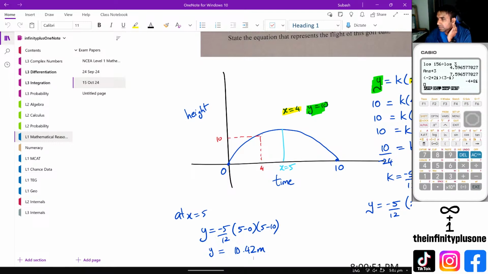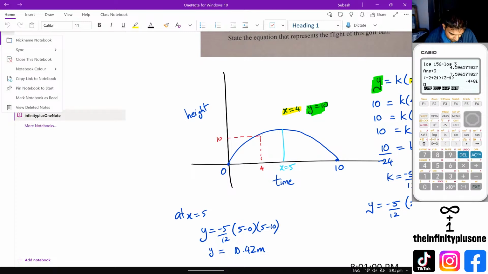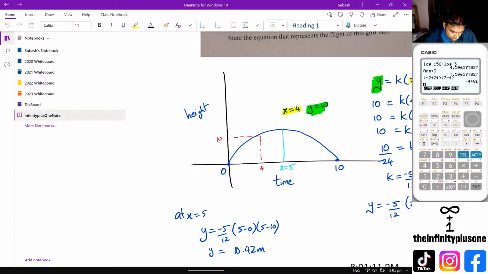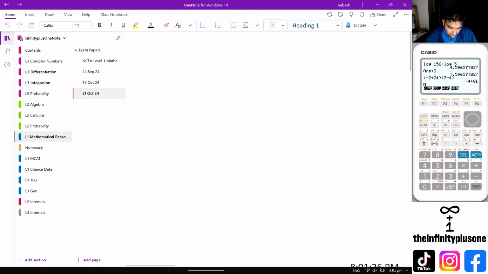Come on, man, think. Hey folks, just waiting for my file to sync up. I've got a question, but come on, sync this notebook. What does a dot mean? Here we go.